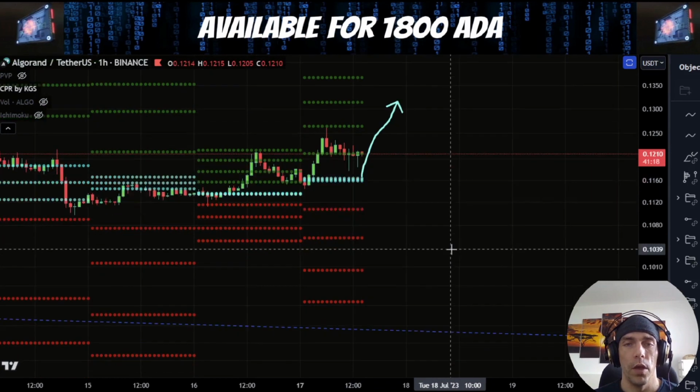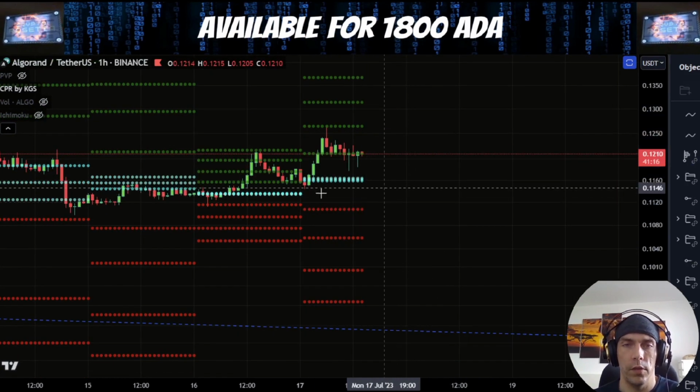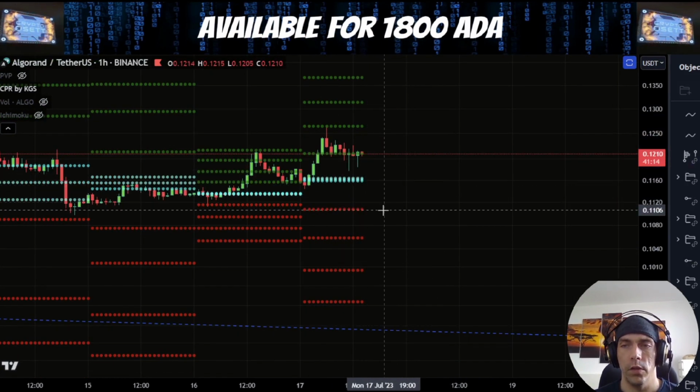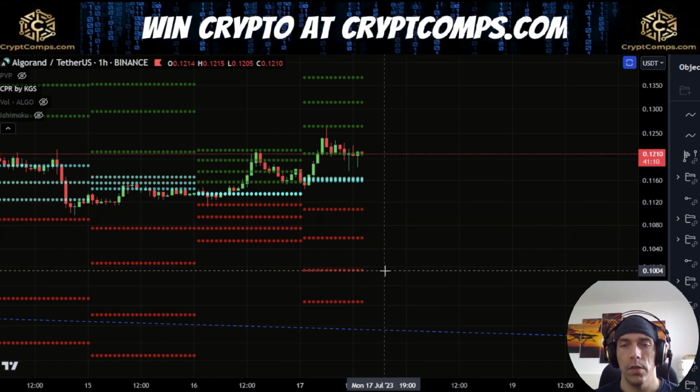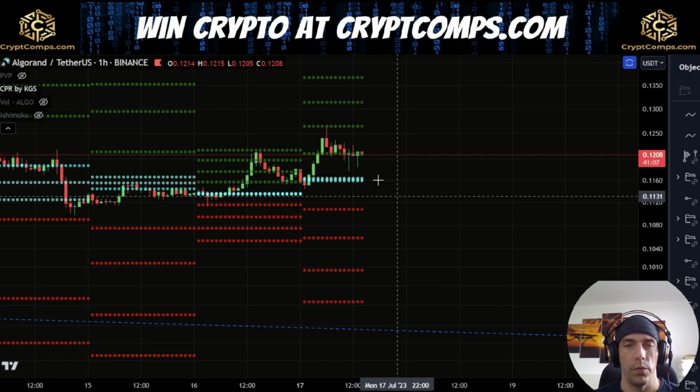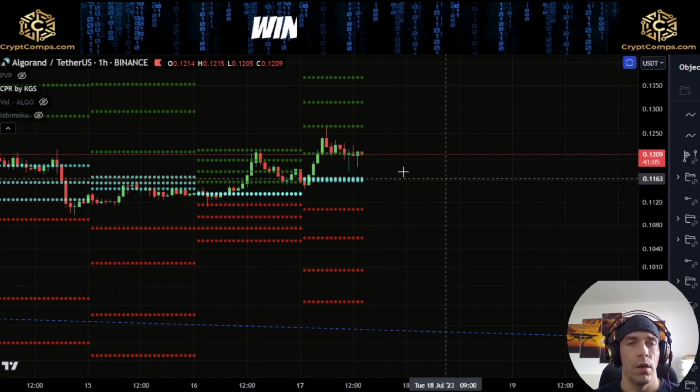If, however, we start to lose these central lines, potential targets to the downside for today are this 1108. We have this 1058, 1004, and this 954 as potential downside targets for today.